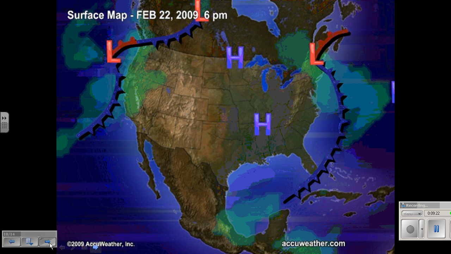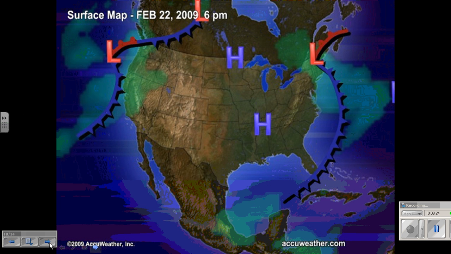Our next one is on February 22nd at 6 p.m., so now we're looking at 24 hours later. So you can see this area of low pressure has moved. It was down here before, and now it's moved up in towards Maine. Our area of high pressure is now off our map over here. So now we have 2 areas of high pressure, our low here and our low here. So you need to have in your cold front, your warm front, cold front, warm front.